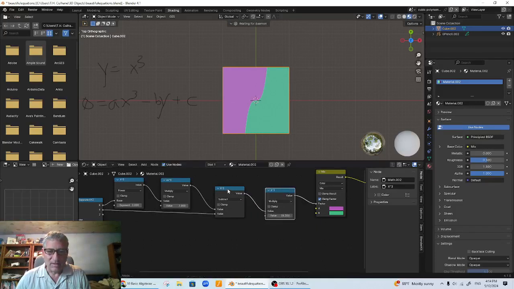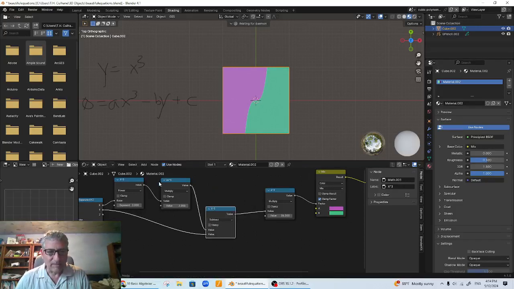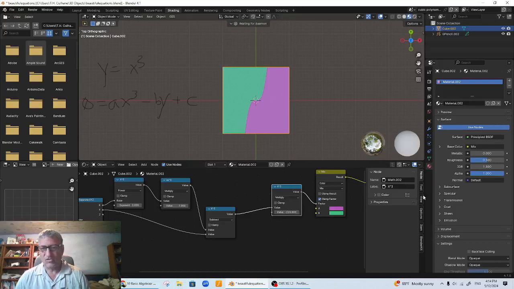So I didn't give a good label for this. This one was the subtract for y. Oh, and this was just the multiply so that it's sharper in value. That's all this was. Yeah. So this is just multiply for sharpness. Right.